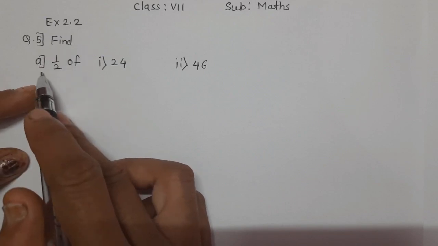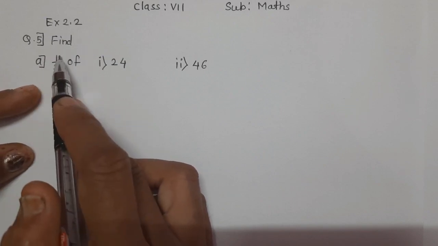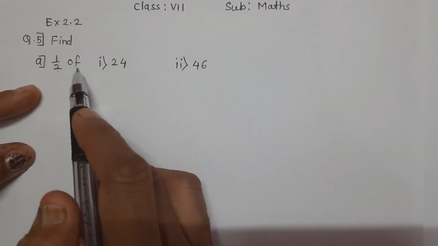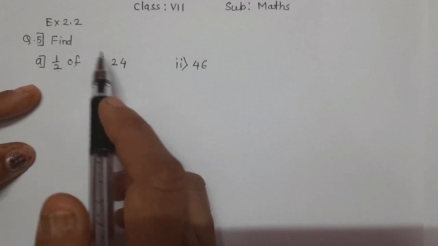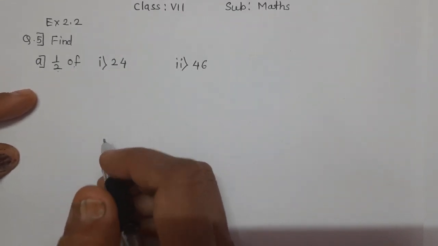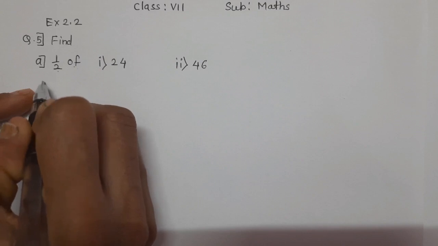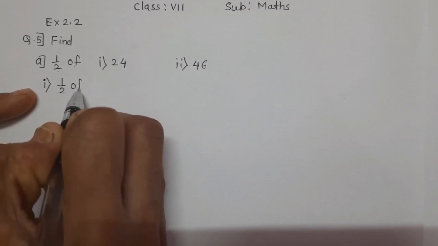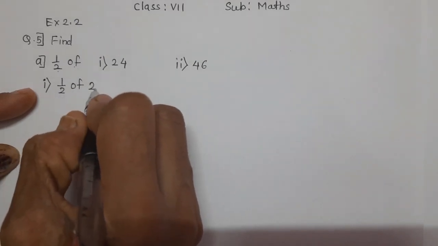From that A question we will solve first. See here, 1 upon 2 of means half of 24 we have to find first and then half of 46 we have to find afterwards. Okay. So first one I will write here half means 1 upon 2 of 24.